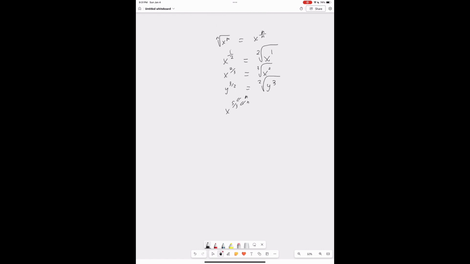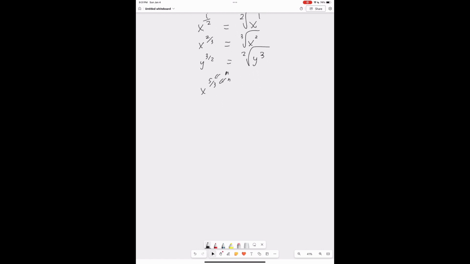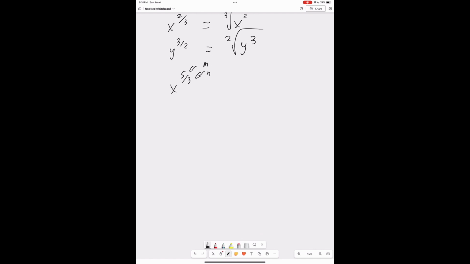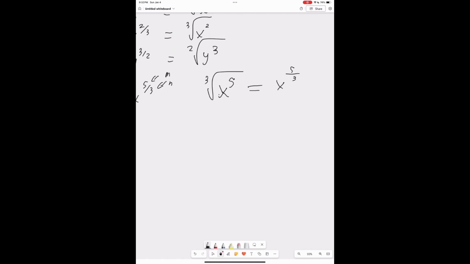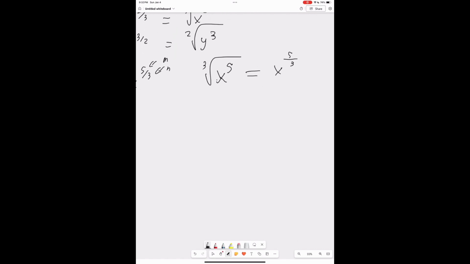If we have x to the 5 over 3, remember this is m, and this is n. So we just get the top number, we write it as x to the 5, and this 3 would be some sort of root. This is something that confuses a lot of people, but it's just really memorization. Okay, so yeah, that's really it when it comes to exponents.